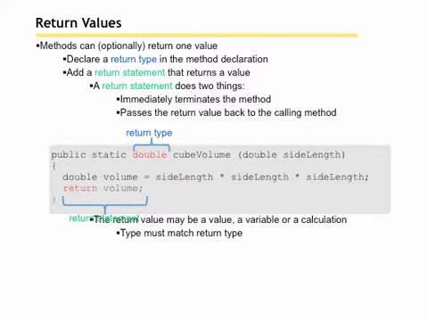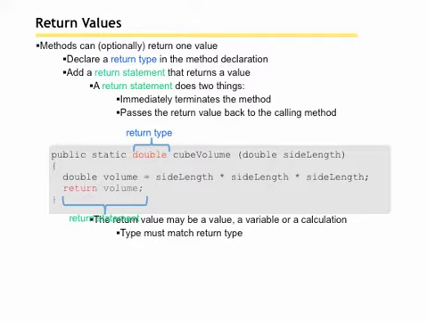So methods can optionally return one value. If you don't want to return a value from a method, for the return type you put the keyword void. Void means this method has no return statement, it does not return anything. If you do want to return something, you have to put the return type to the left of the method name in the method header, and you have to have a return statement.